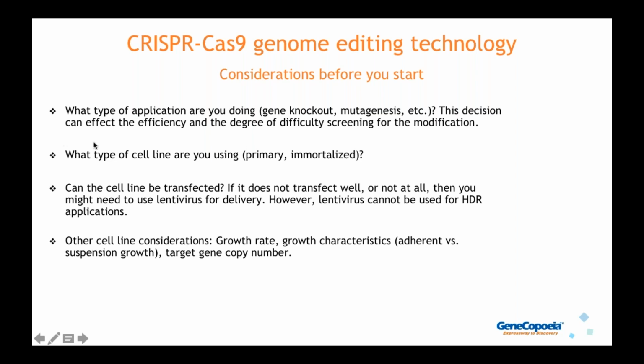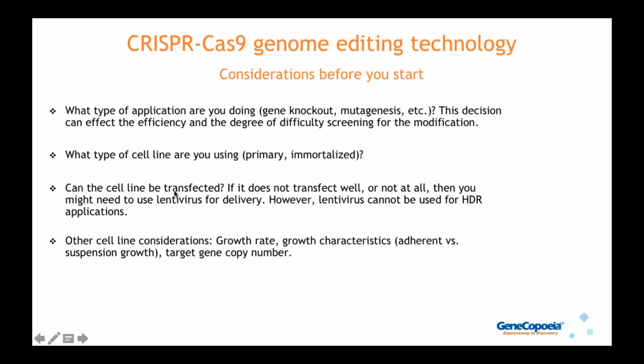The next thing to keep in mind is what type of cell line are you using? Are you using primary cells or immortalized cells? This is critical because, as you know, primary cells have a limited doubling time, so it is very challenging to do any kind of gene modification experiments in these cell lines.